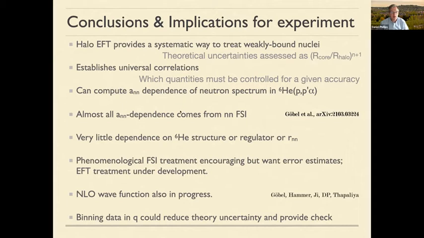These things I've already said. This very little dependence on the helium-6 structure or the regulator once we renormalize to the binding energy, or the neutron effective range. We're working on improvements. And lastly, I'm going to say that binning the data in the momentum transfer would also reduce the theory uncertainty and provide a check. All right, and with that, I will stop. Thank you for your attention.